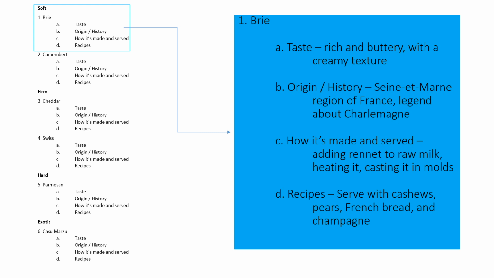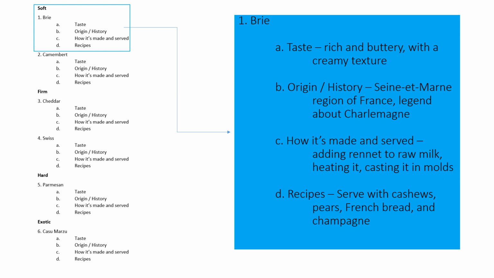For example, in the case of brie, its taste is rich and buttery with a creamy texture. Its origin and history take us back to the Seine-et-Marne region of France and involve a legend about Charlemagne first tasting brie and his ecstatic response. The section about how it's made and served will discuss the process for making brie, which involves adding rennet to raw milk, heating it, and casting it in molds. And a specific recipe that I found involves serving it with cashews, pears, French bread, and champagne for a delicious brie-based meal.